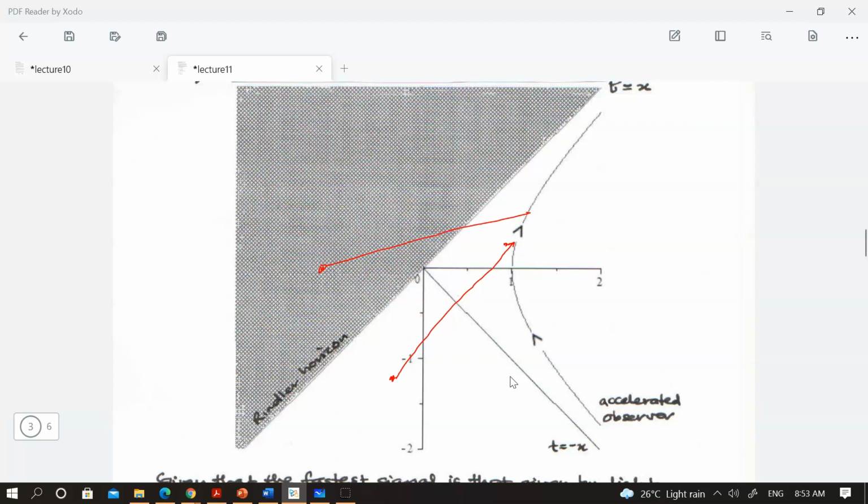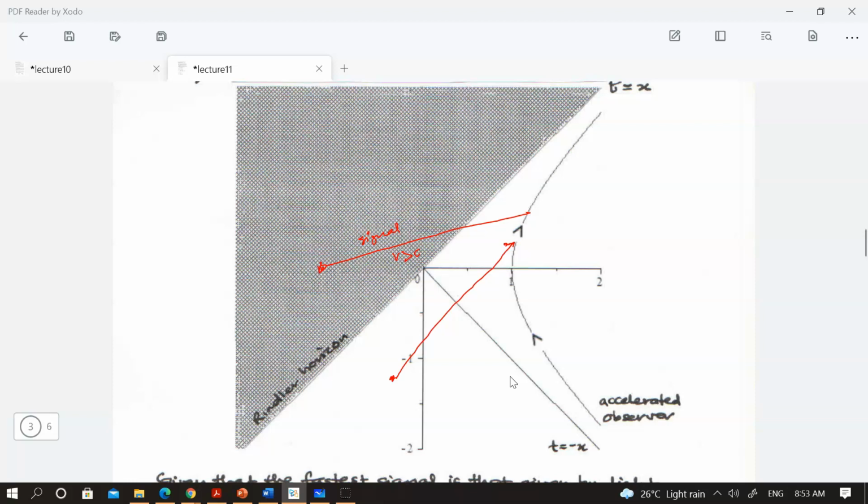But this line has a slope that is less than the slope that you need. The inverse slope gives you the velocity. So this is a velocity which is greater than c. This signal is a signal with v greater than c, which you don't really have unless you have a hypothetical particle called a tachyon. So in other words, this kind of signaling is actually prohibited.